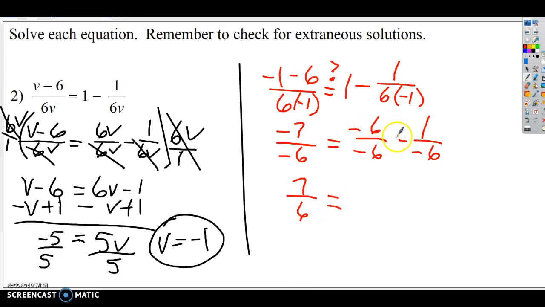And then we get negative 6 minus 1 is negative 7 over negative 6 again, which again, two negatives make that positive. So that works. And again, this is a good solution.